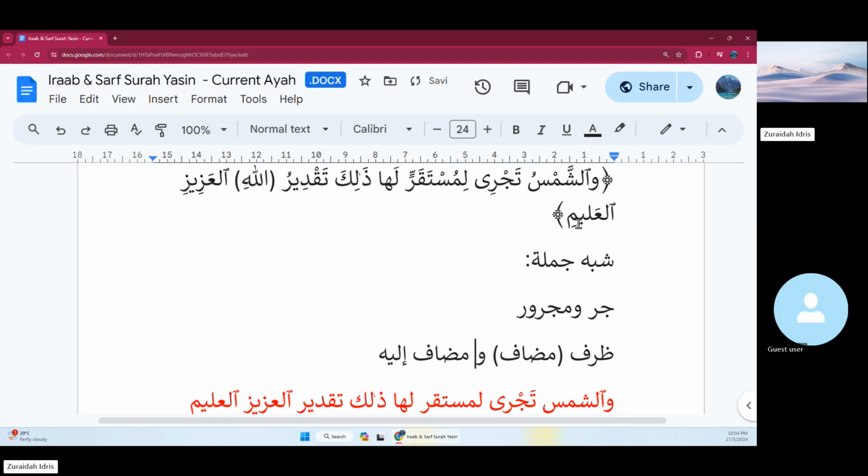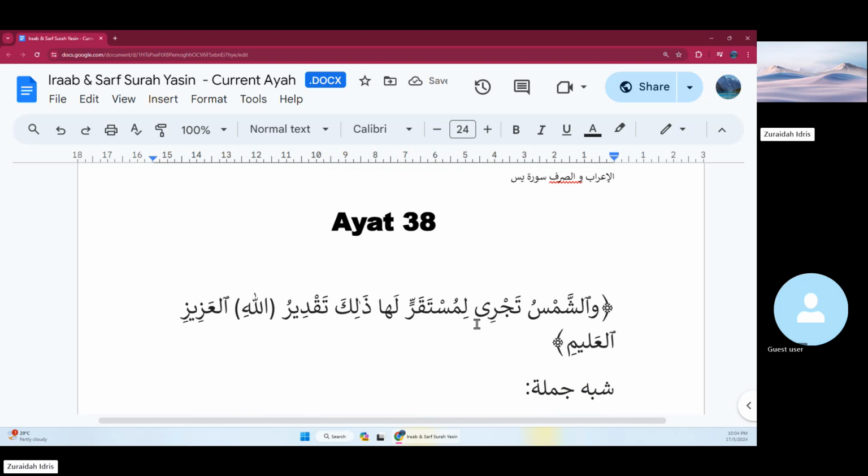And we learn that if you have a sentence or a shibhu jumlah that follows a nakirah isim, got tanwin, right? Nakirah. Then what is this? A jumlah or a shibhu jumlah that follows a nakirah word, then automatically this becomes what to mustaqar. Pardon, can you repeat?